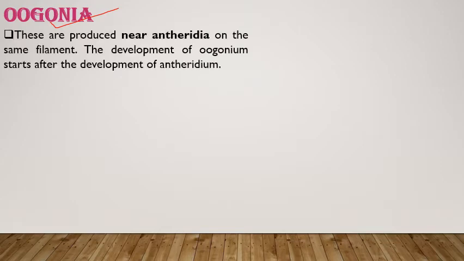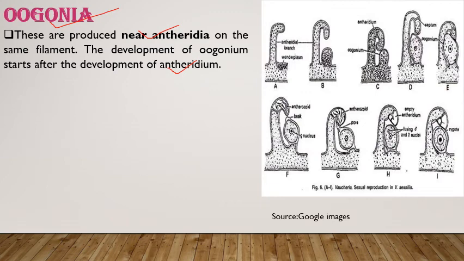The next is Oogonia. So Oogonia is a female reproductive structure. So it is a club-shaped structure, globose structure. So ये जो structures हैं they are produced near Antheridia. Antheridia के पास बनते हैं, एक ही filament में बनते हैं, और जो development है Oogonia की वो बाद में start होती है as compared to Antheridium. So Antheridia की development पहले होती है और उसके बाद Oogonium बनता है.